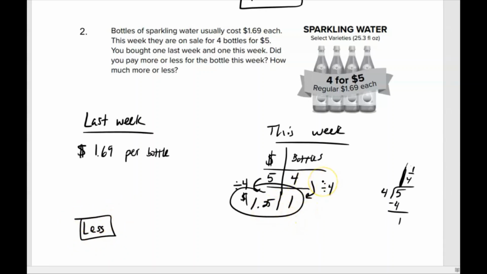And then it says by how much more or less? Well, if last week was $1.69 and this week was $1.25, I just need to subtract these two. 9 minus 5 is 4. 6 minus 2 is 4. And 1 minus 1 is 0. So it looks like 44 cents less I paid this week.